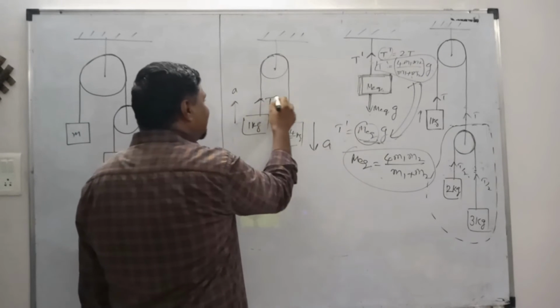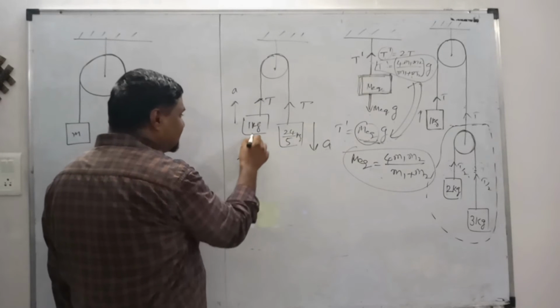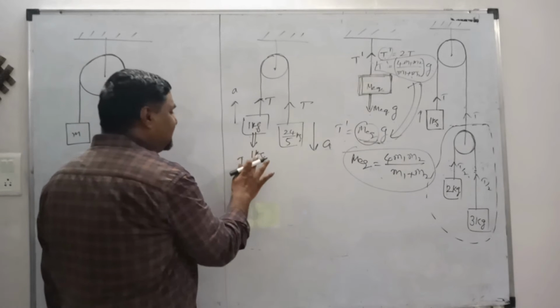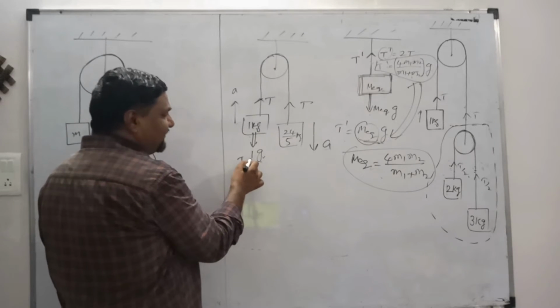Suppose the tension in the string is T, here it is also T, so it is going upward. The different forces acting on this block, apart from T, it will also experience 1 kg, 1g. The mass of the block is 1, and the force is mg, that is 1 into g.